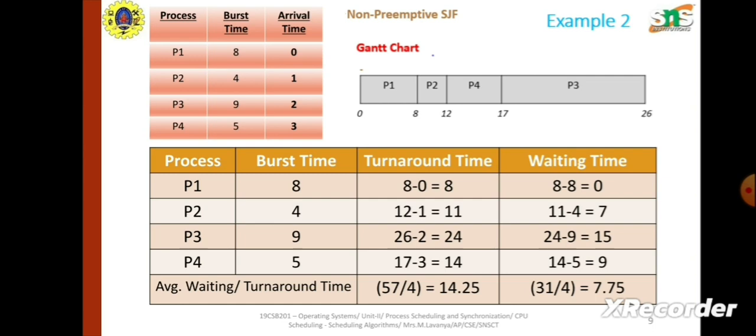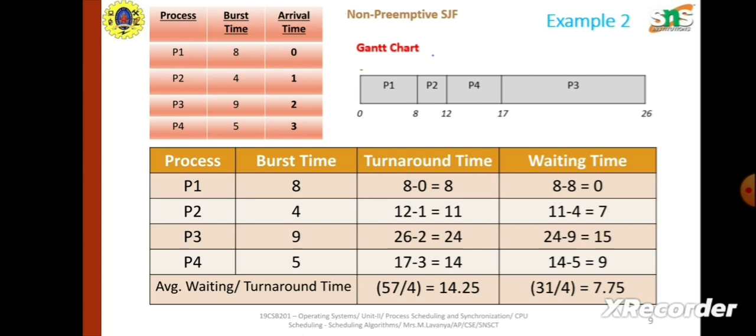Using this, for process P1, its turnaround time 8 minus its burst time 8 equals 0, the waiting time of process P1. For process P2, turnaround time 11 minus its burst time 4 equals 7, the waiting time of process P2. For process P3, its turnaround time 24 minus its burst time 9 equals 15, the waiting time of process P3. For process P4, its turnaround time 14 minus its burst time 5 equals 9, the waiting time of process P4.